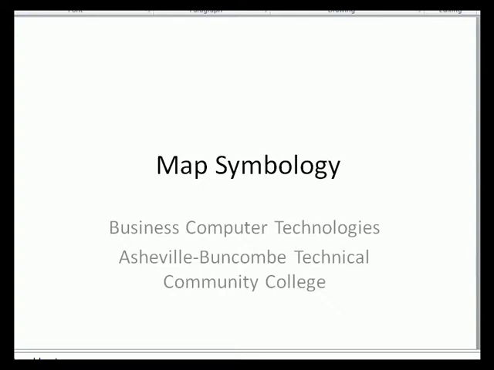Okay, so today's topic is on map symbology. Last week we talked about some general GIS topics, and one of the things we talked about was how we store our GIS data as features on a map. We store them as points, lines, and polygons, which are the common types of features that we use to model real-world objects in our GIS.